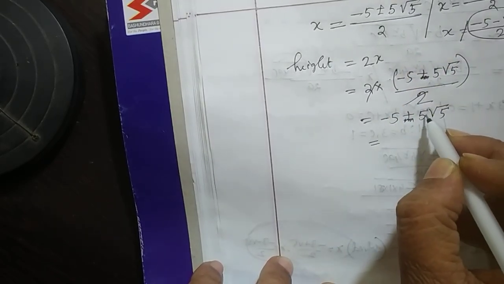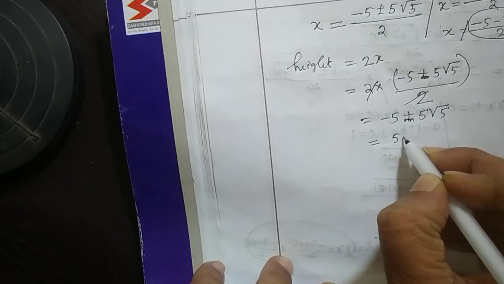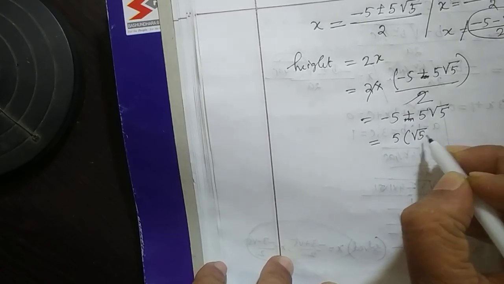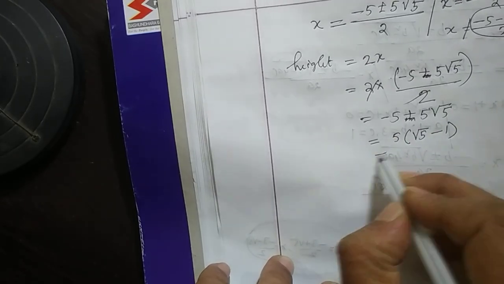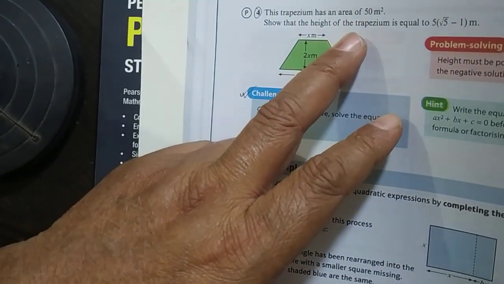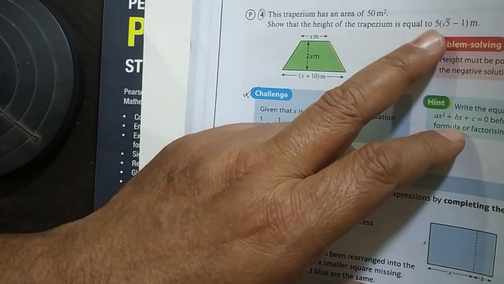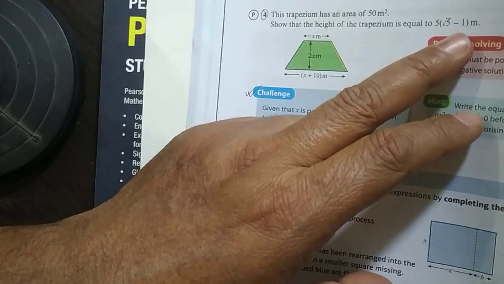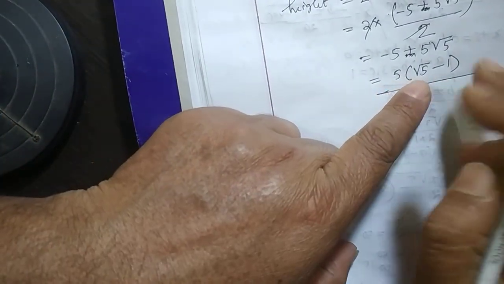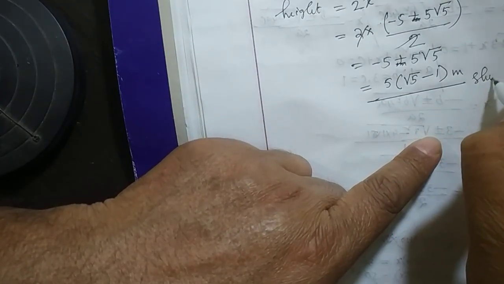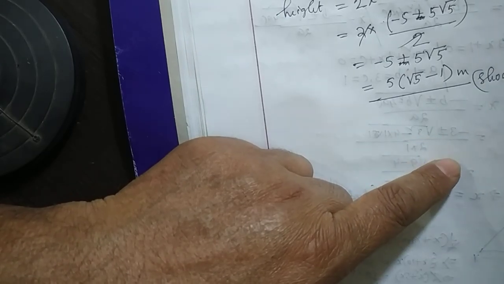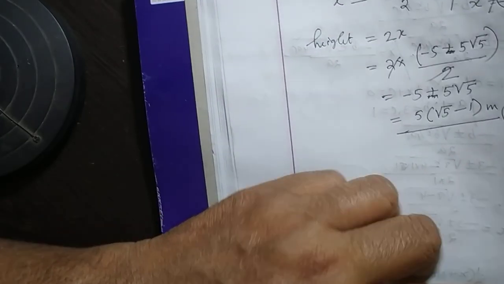So now shift this part to the beginning and take 5 as common. We have 5, the square root of 5 minus 5 by 5, that is 1. In our question, it was shown that the height of the trapezium is equal to 5 bracket square root of 5 minus 1 meter. Now look, it is 5 square root of 5 minus 1. Now we can put the unit and you can write 'shown'. I think you are clear now.